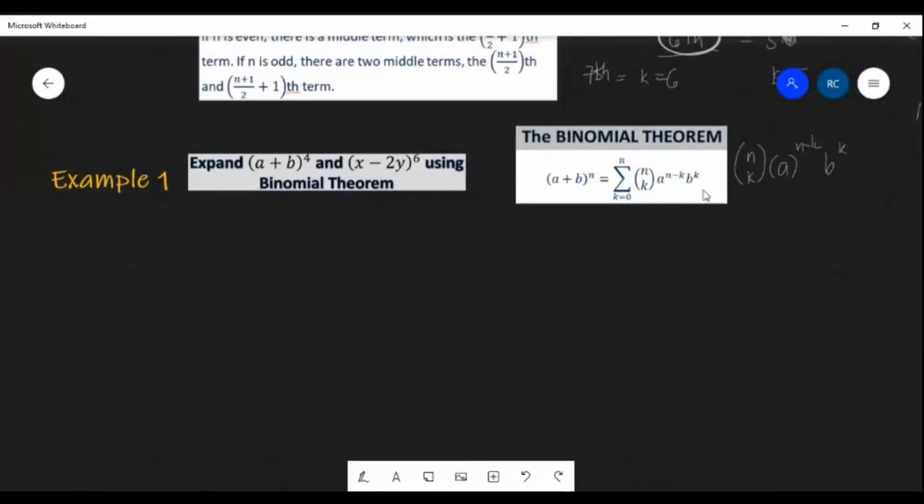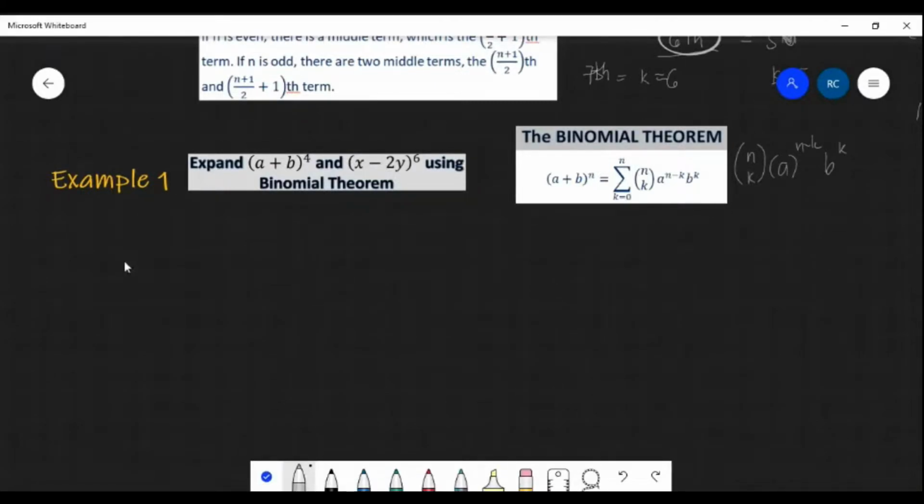Using the formula, ito yung magiging basis natin. But yung k ay start sa 0 hanggang dun sa n. Dito tayo. Number 1 is (a + b) raised to 4. So ito yung magiging basis natin na yung n natin would be yung exponent.